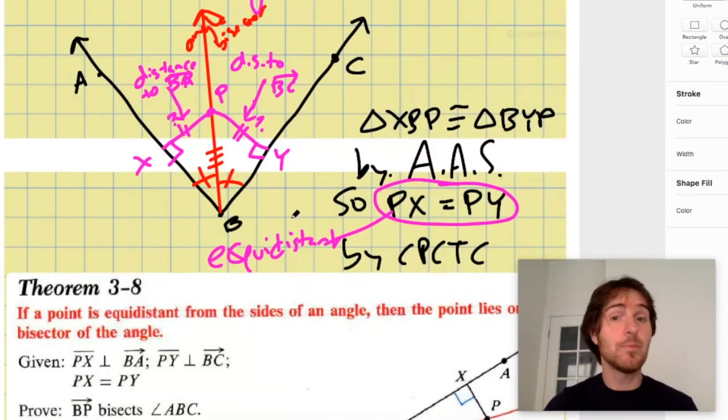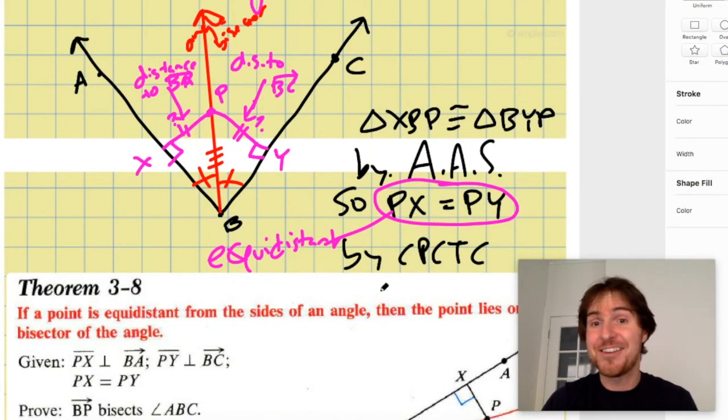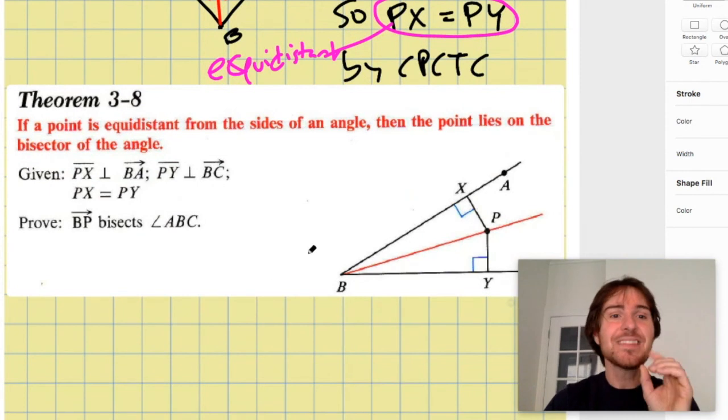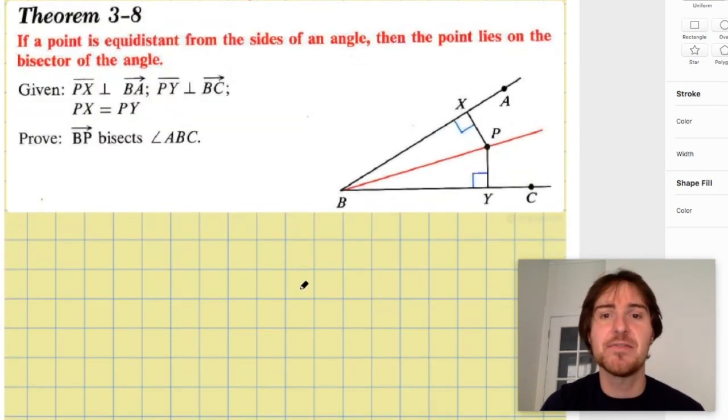Okay, so that's something to remember, right? I might put this in your exit ticket. How did you prove those triangles congruent? Or how do we know that those triangles are congruent? Here's another one here. If a point is equidistant from the sides of an angle, then the point lies on the bisector of the angle.